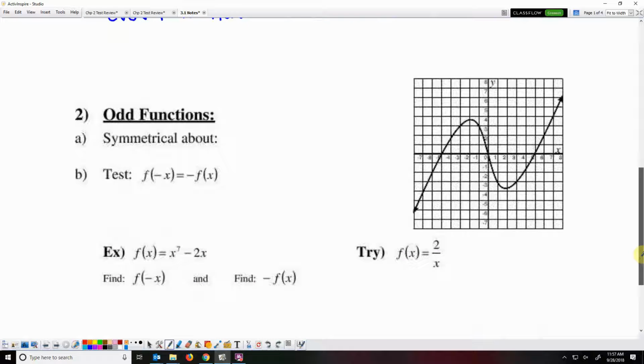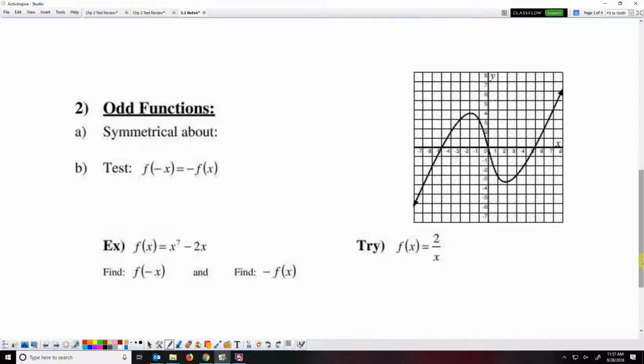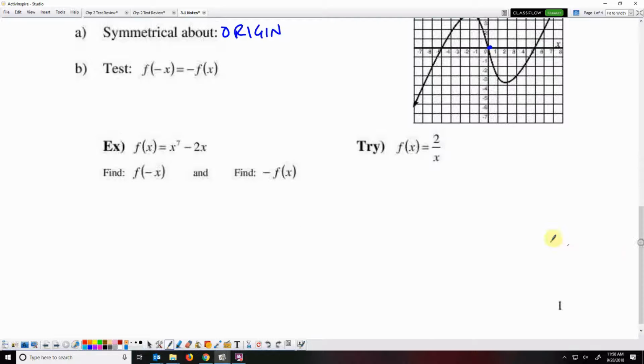Okay, the next type of symmetry is symmetry about the origin. This is rotational symmetry about the origin, and if that exists, then you're looking at an odd function. This here is an odd function. So there's the origin. I can rotate this 180 degrees and it will fall right back on itself. The test for that type of symmetry is f of the opposite of x should be exactly the same as the opposite of f of x.